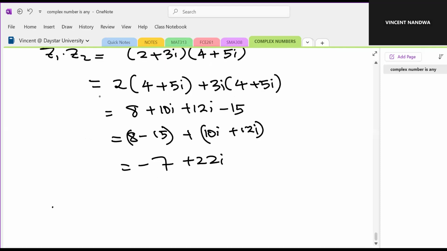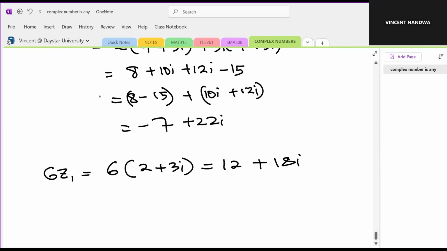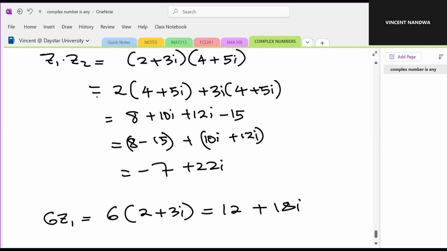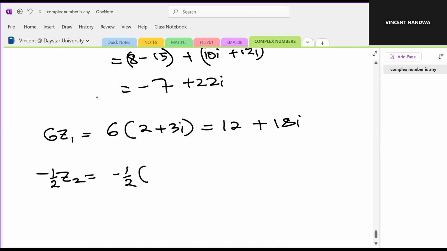And then if I say 6 Z1, it is the same as 6 into 2 plus 3i, which will be 6 times 2 is 12, 6 times 3 is 18i. And if I say minus a half Z2, it is the same as minus a half into 4 plus 5i. Negative a half times 4 is negative 2. Negative a half times 5 is negative 5 over 2 i. So that's what we have.